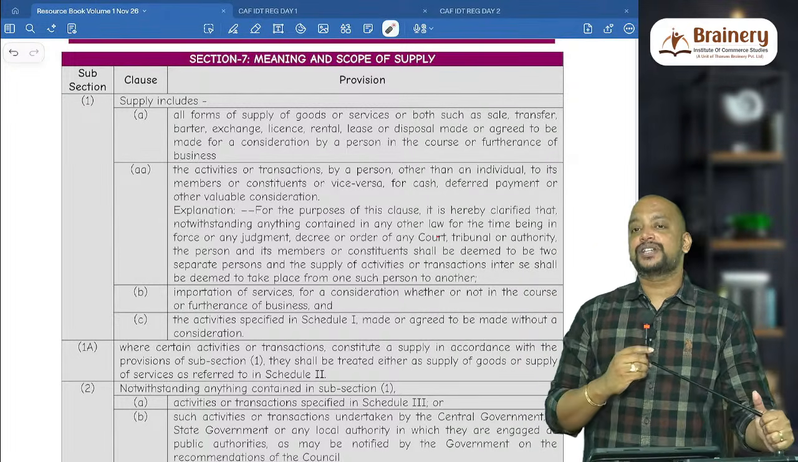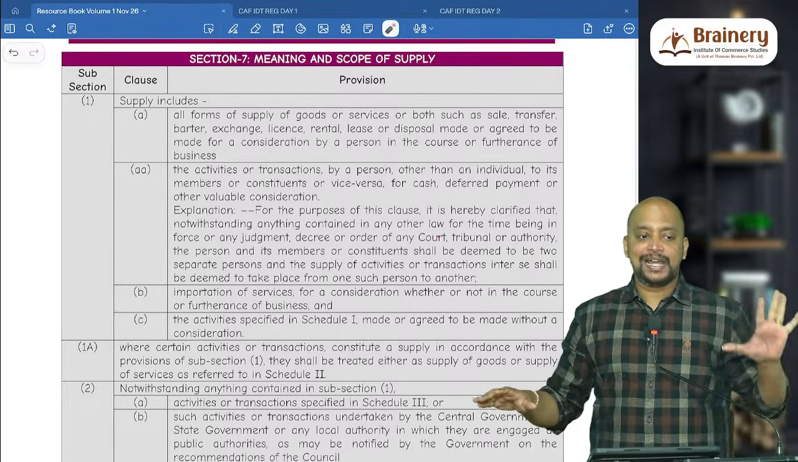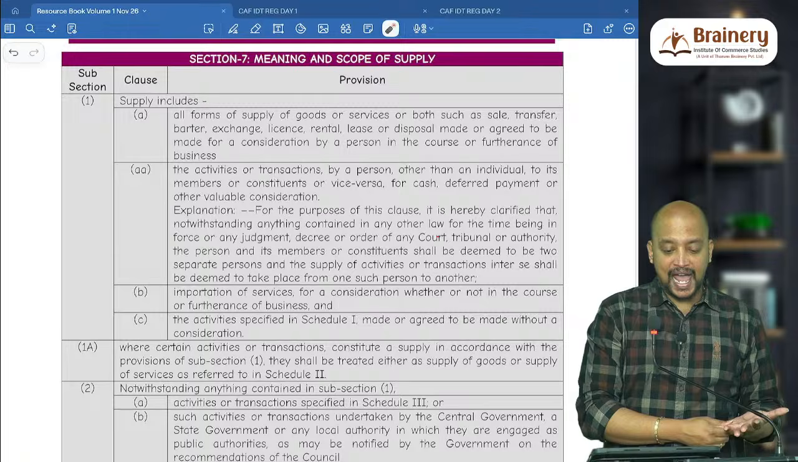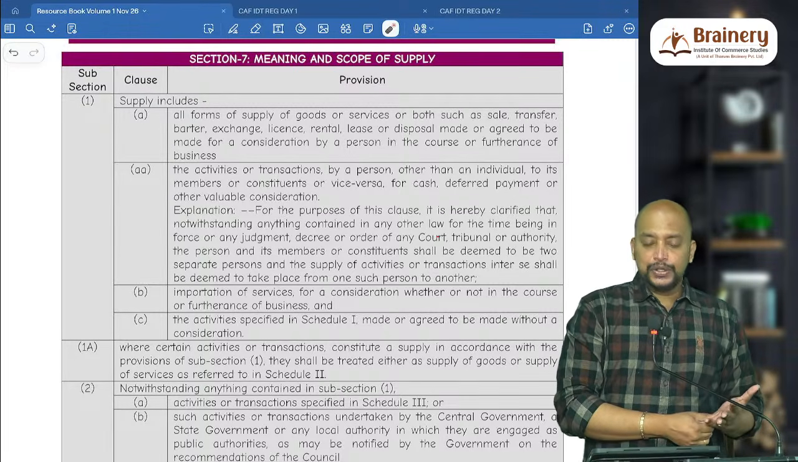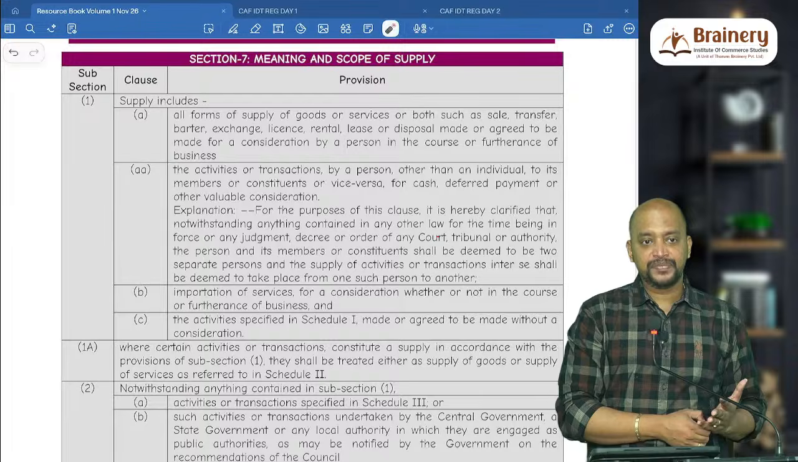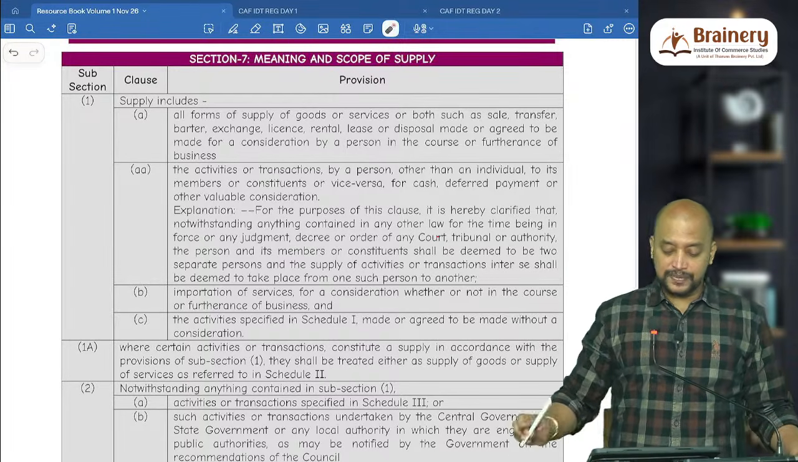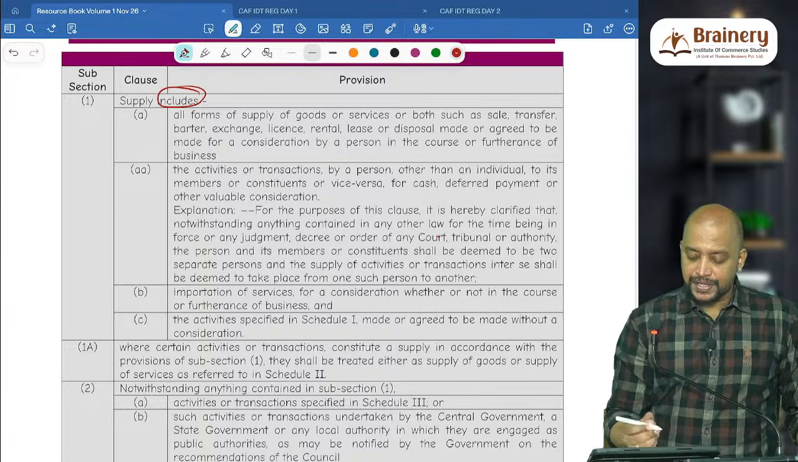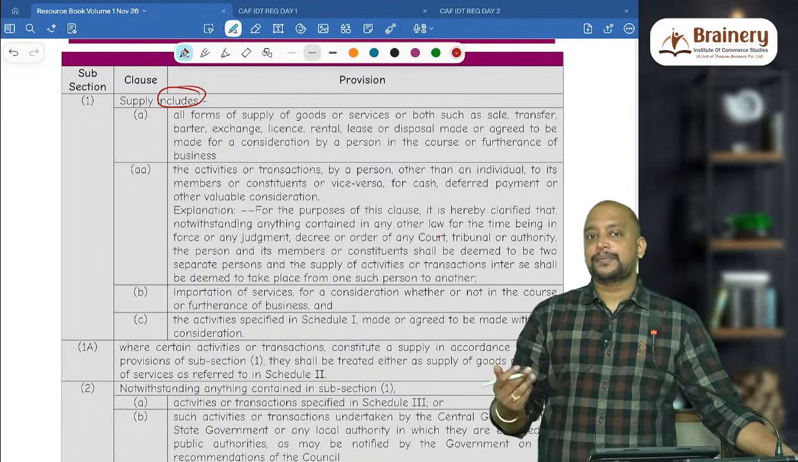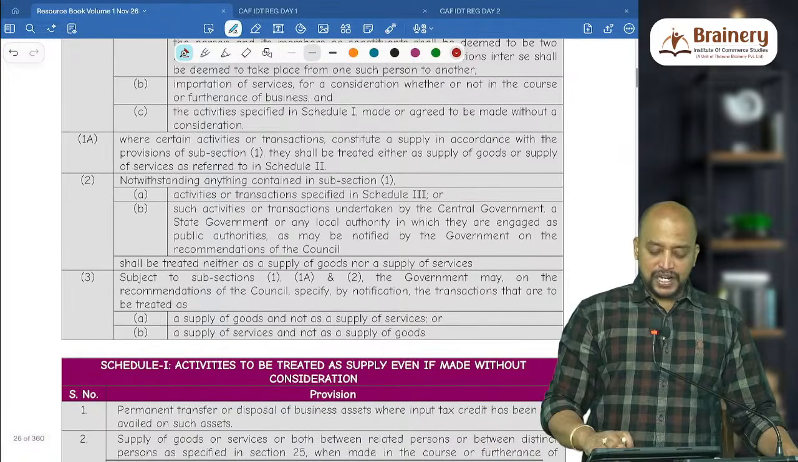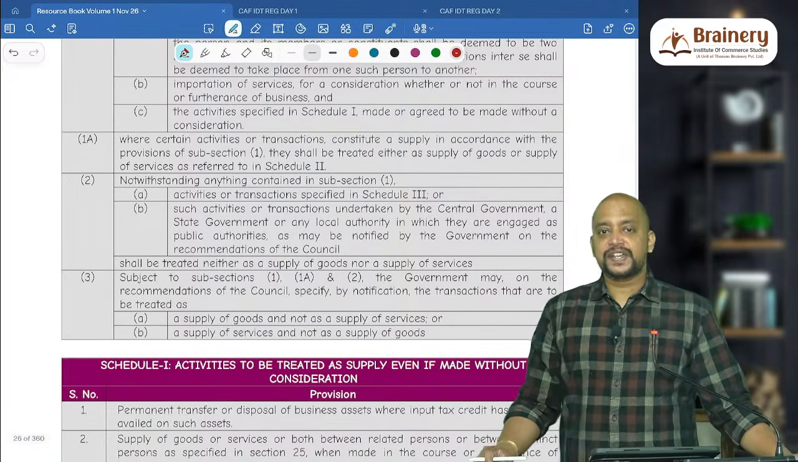Look into section 7. If you observe the bare act, this is a section reference from the Act, copy paste. You can see a total of 4 subsections. Can you find them? Subsection 1 is supply includes. So inclusions in the supply are given in 7 subsection 1. Go to 7 subsection 2.